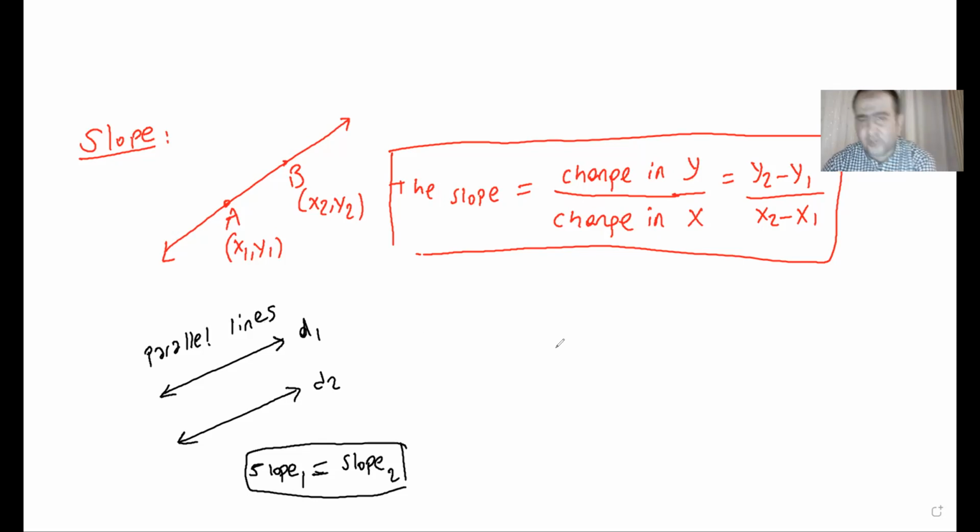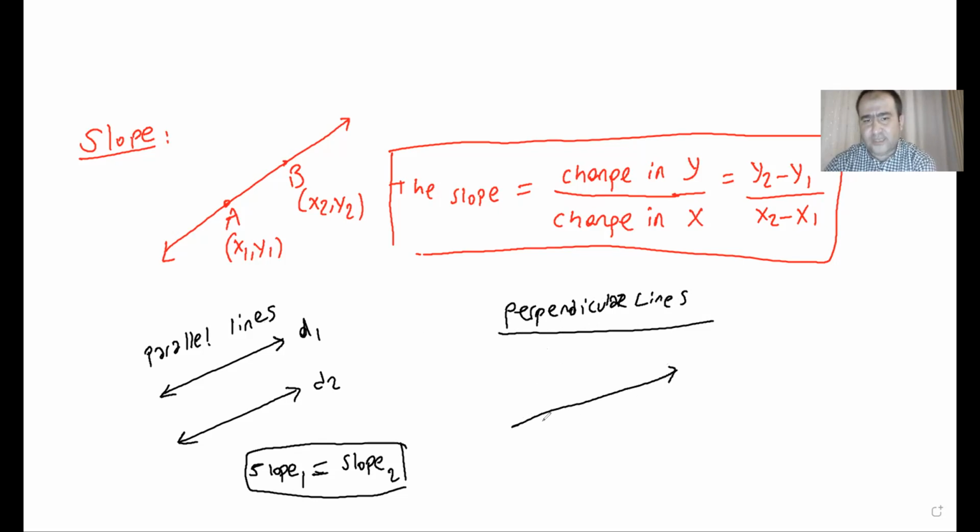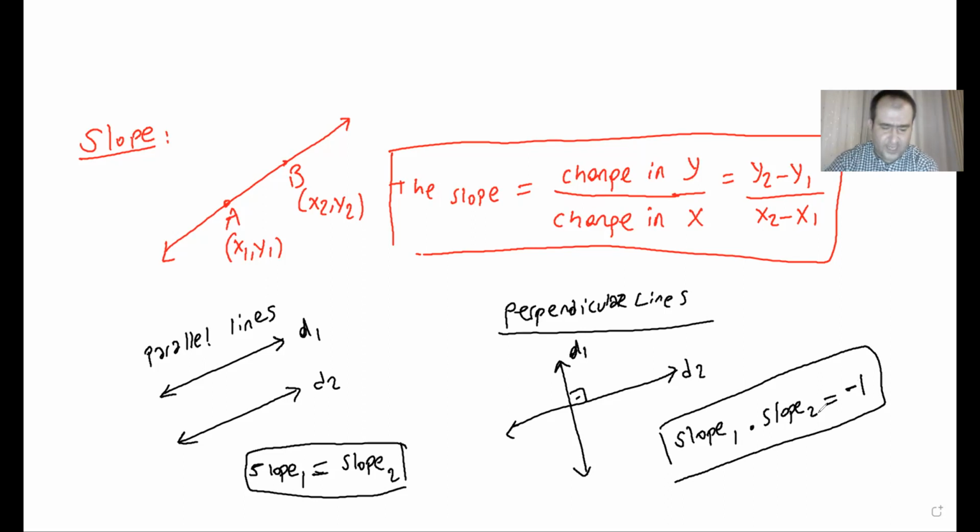If they are perpendicular lines, then the product of the slopes must be equal to -1. Slope 1 times slope 2 is equal to -1. The product of the slopes must be equal to -1 if they are perpendicular.